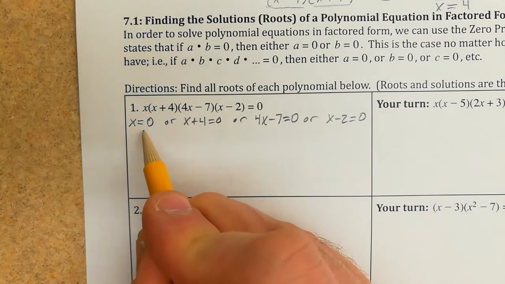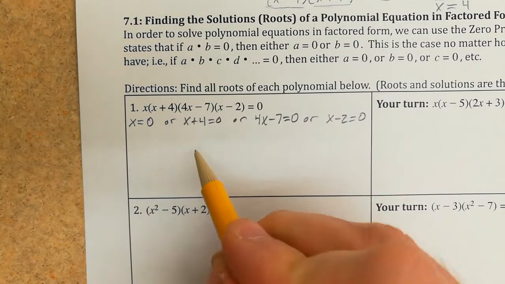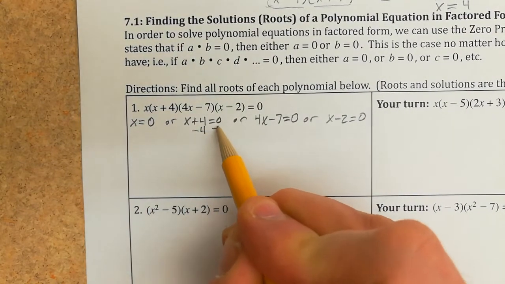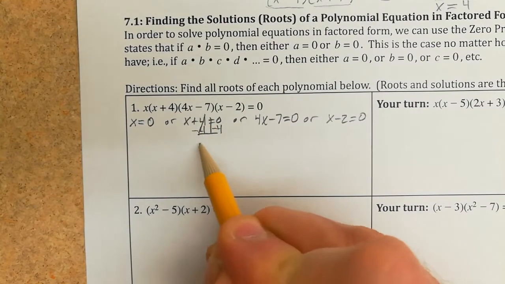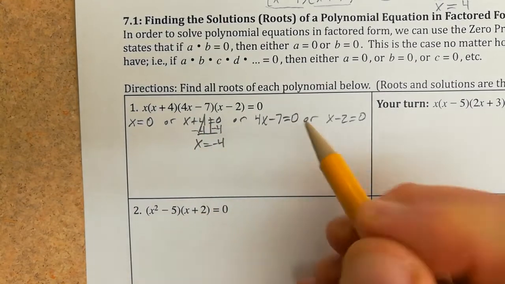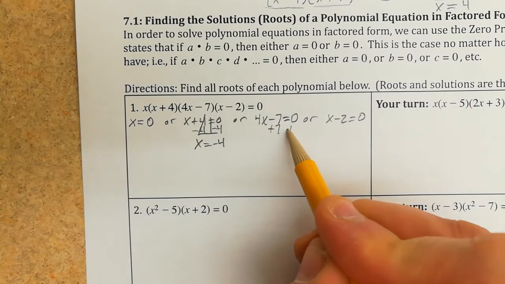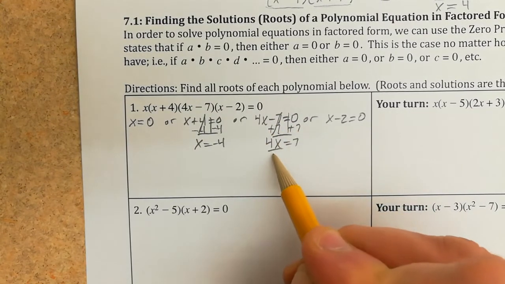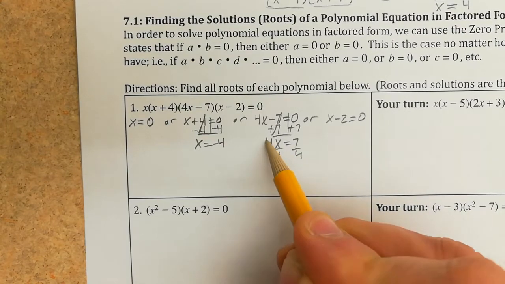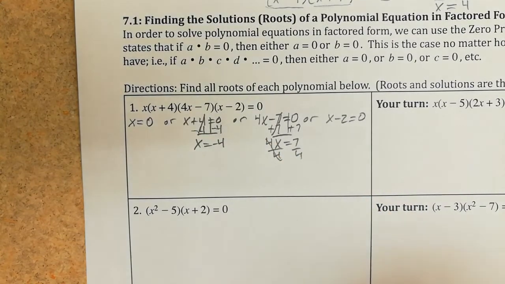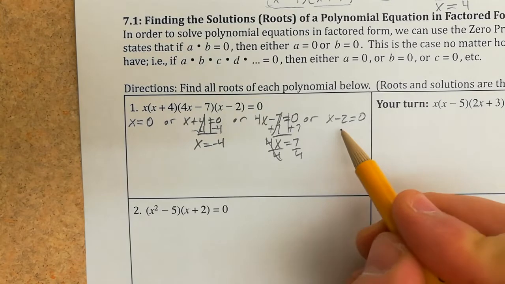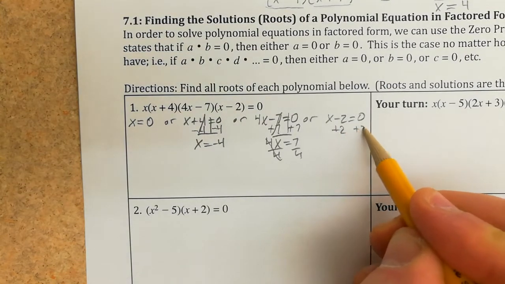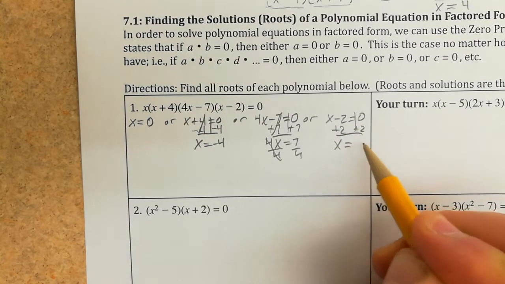This one's already solved for. That's one of our answers, 0. Now here we would take away 4 on both sides. We get x equals negative 4. On this one, we would add 7 on both sides and divide by 4. So 7/4 is another solution or root. And then here we would add 2 to both sides, so x equals 2.